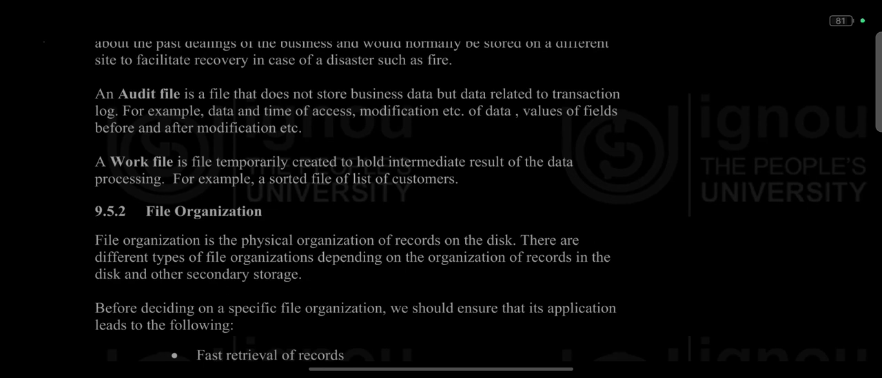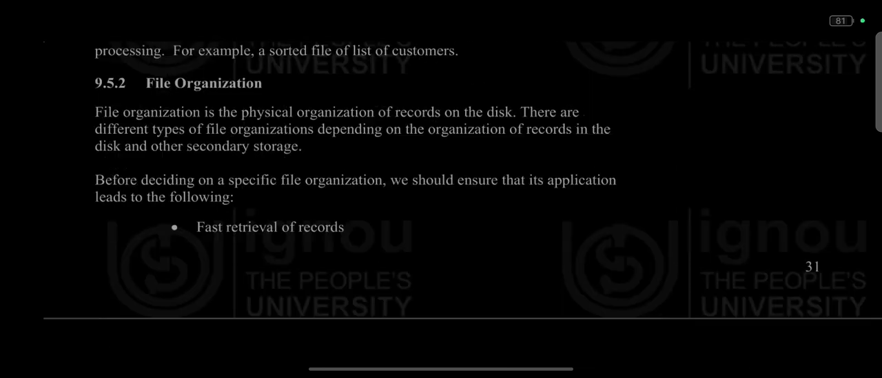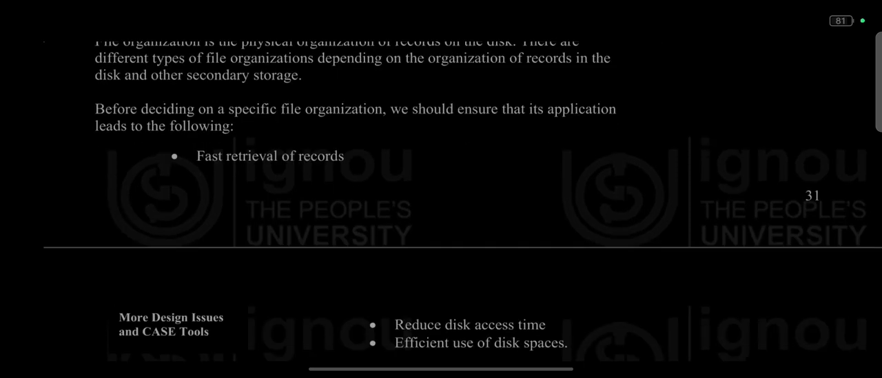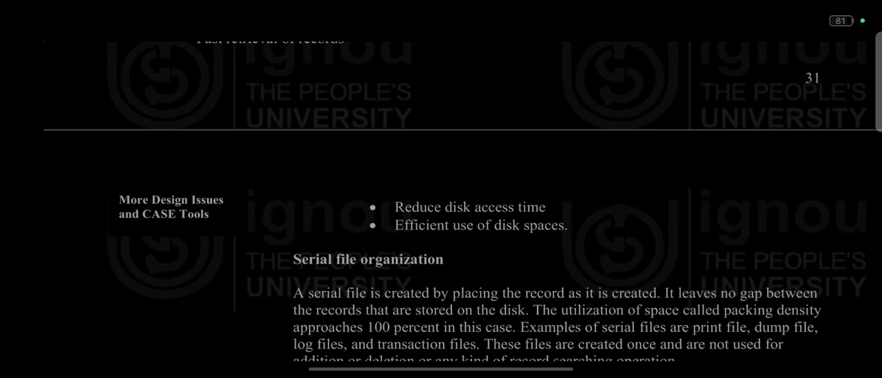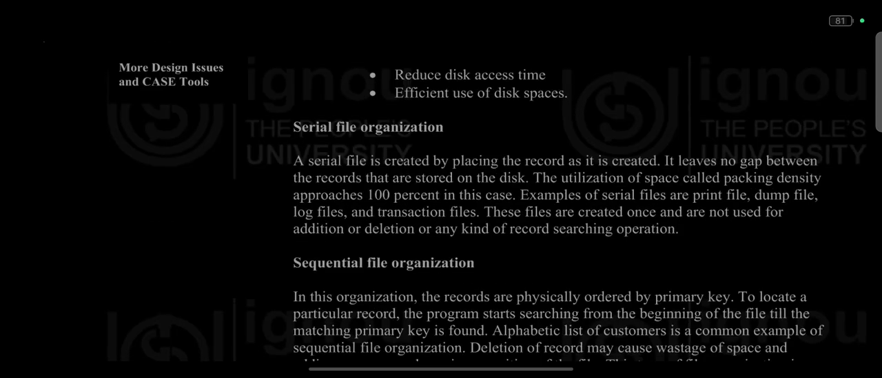File organization. File organization is the physical organization of records on the disk. There are different types of file organizations depending on the organization of records on the disk and other secondary storage. Before deciding on a specific file organization, we should ensure that its application leads to the following: fast retrieval of records, reduced disk access time, and efficient use of disk space.